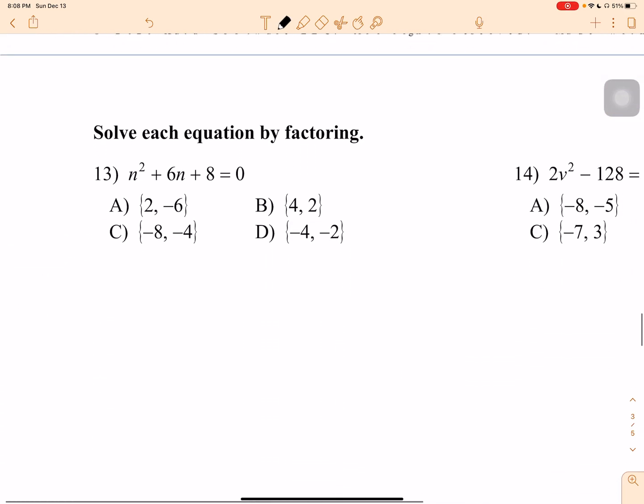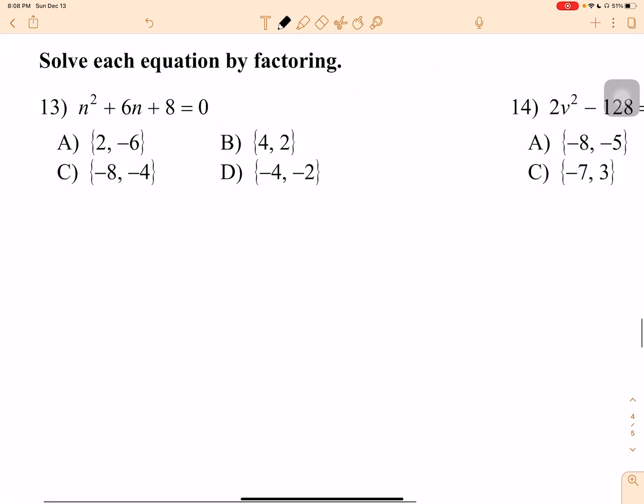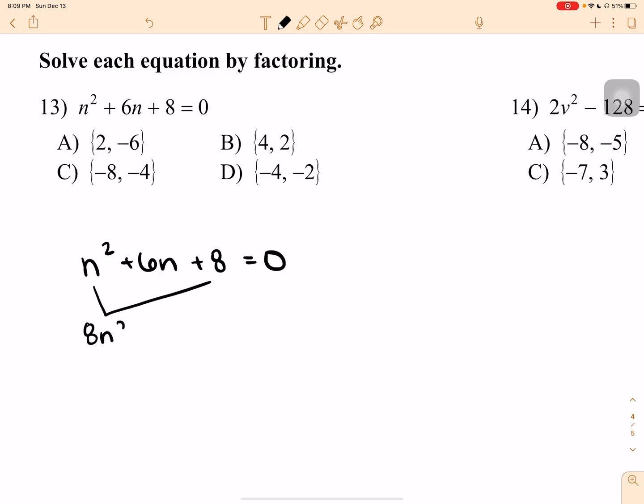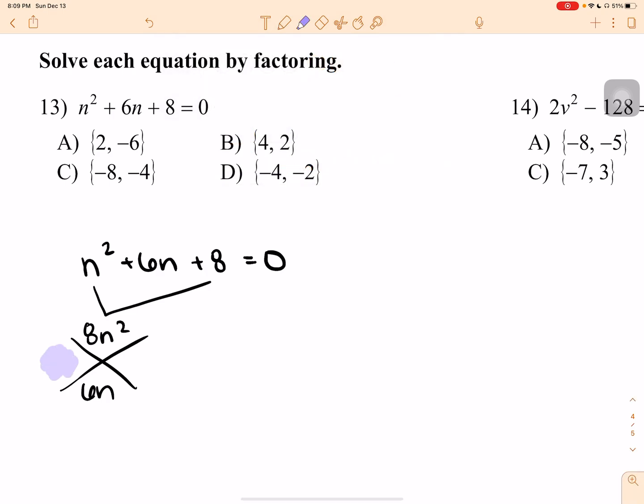All right. So let's go and see what's next. Solve each equation by factoring. All right, so let's see if this one's factorable. If we have n squared plus 6n plus 8 equals 0. All right, so if I multiply these two, I get 8n squared, and 6n goes on the bottom. Okay, if you want to think about what two factors multiply to get that.